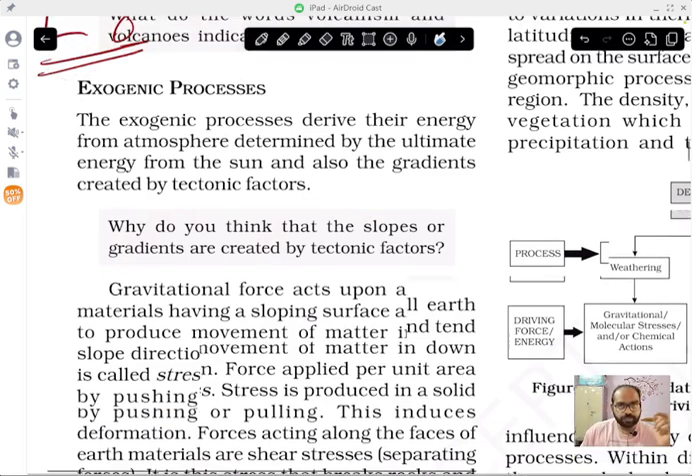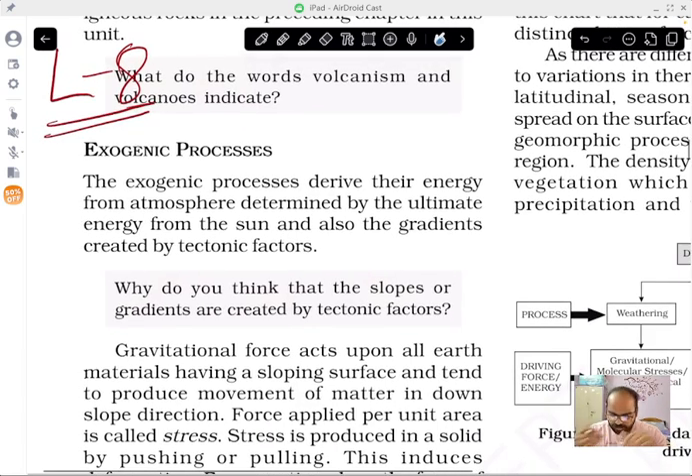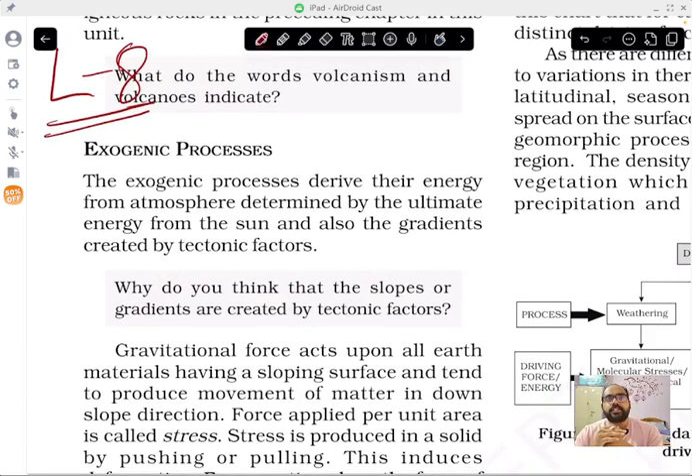So, what is exogenic process? Exogenic process is nothing but the geomorphic process that occurs on the surface of the earth. It results in the physical changes on the surface of the earth, not in the interior, but on the surface.